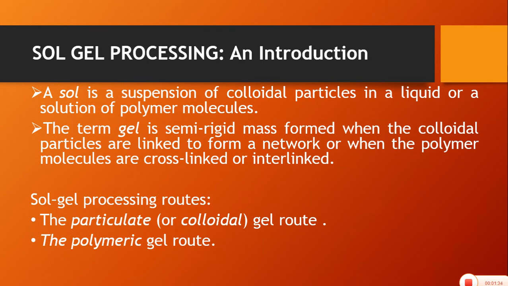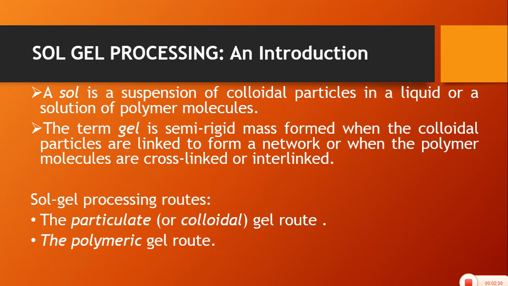So either in a liquid or a polymer solution, these are the colloidal particles that are dispersed in the solutions. The term gel refers to a semi-rigid mass formed when the colloidal particles are linked to form a network, or when the polymer molecules are cross-linked or interlinked in the solution. So it is referred to as a gel. We can define sol gel as a process that involves the preparation of a sol, the gelation of the sol, and the removal of the liquid. It is widely used for preparation of ceramic materials.